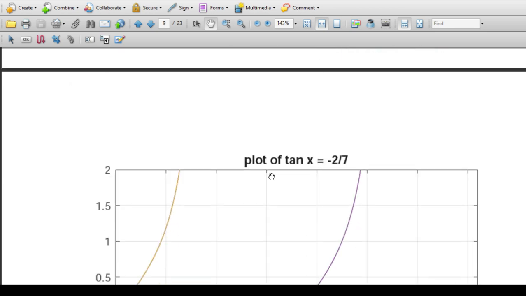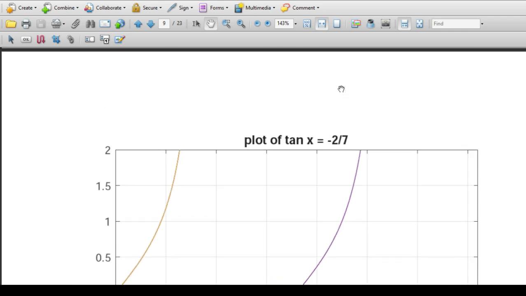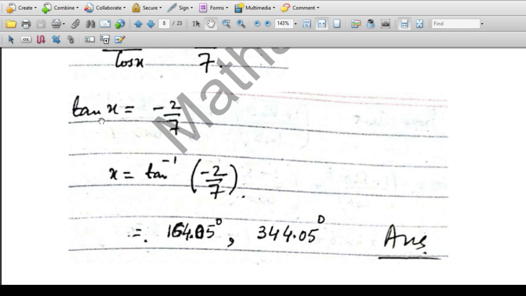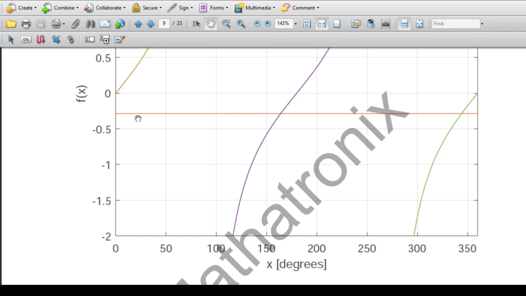So at minus 2 upon 7 we have drawn a straight line, and we see that this tangent x is crossing minus 2 upon 7. We can see that on this minus 2 upon 7 line, tangent x is crossing at this value, which is 164 point something. We can see it here, and at 344 here this is crossing.